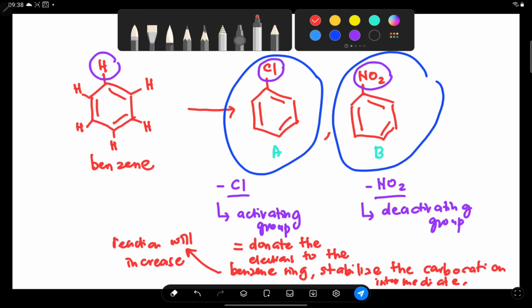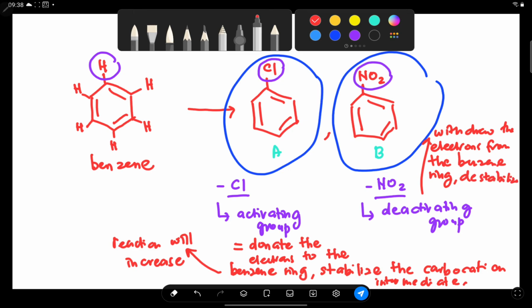And for the nitro group, the characteristic is that it will withdraw the electrons from the benzene ring and destabilize the carbocation intermediate, and decrease the rate of reaction.